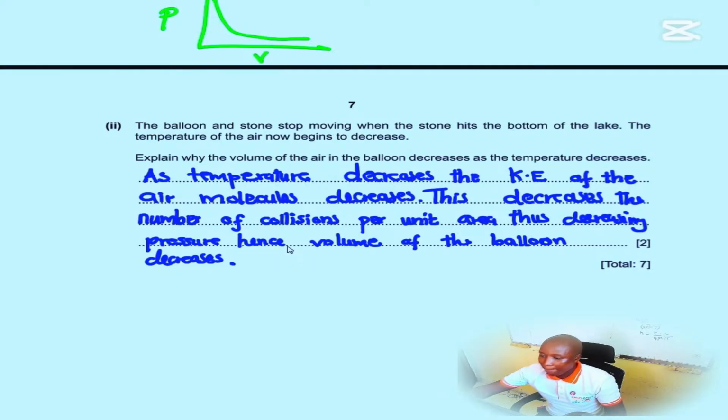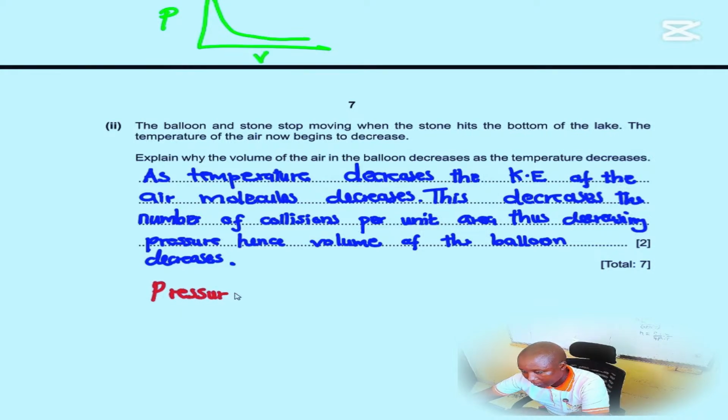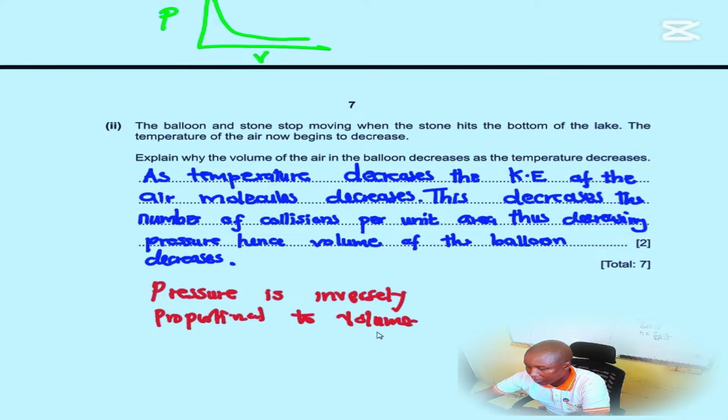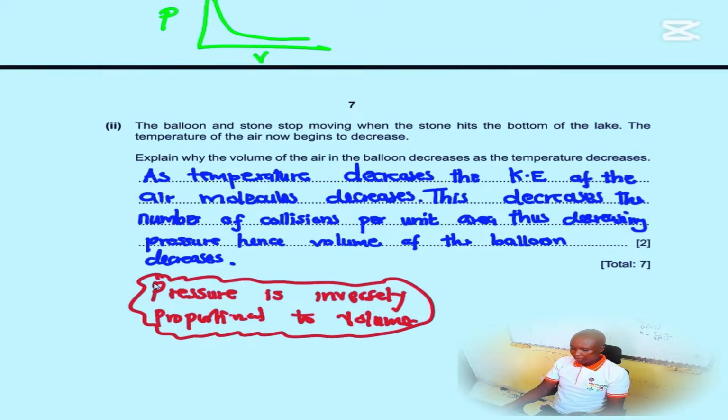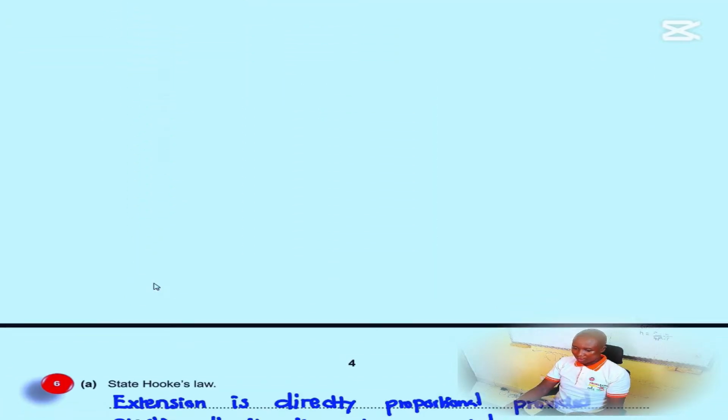Hence, there is less force exerted on the balloon, so it will do what? It will compress. But the key fact here is that pressure is inversely proportional to volume. Okay. Yeah, so that is just added information. Let's look at the next question.